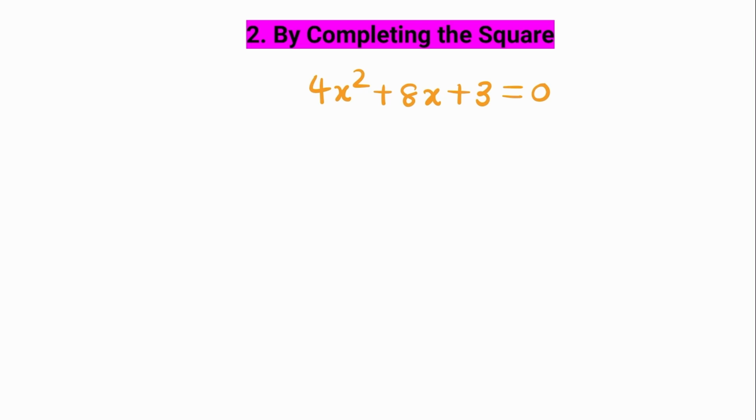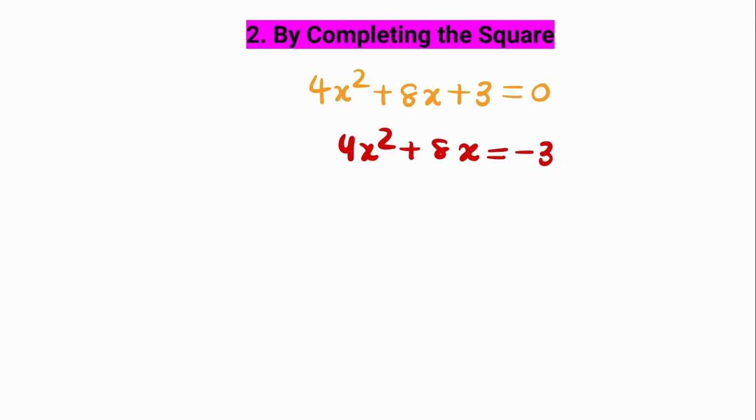In order to apply the completing the square method, what we should first of all do is take all the non-x terms to the other side of the equation. Now here in this equation, what is the non-x term? It is plus 3. We have to take plus 3 to the other side of the equation. When we take plus 3 to the other side, it becomes 4x squared plus 8x equal to minus 3. And after that, we should make sure that the coefficient of x squared is 1, or that there is nothing in front of x squared.